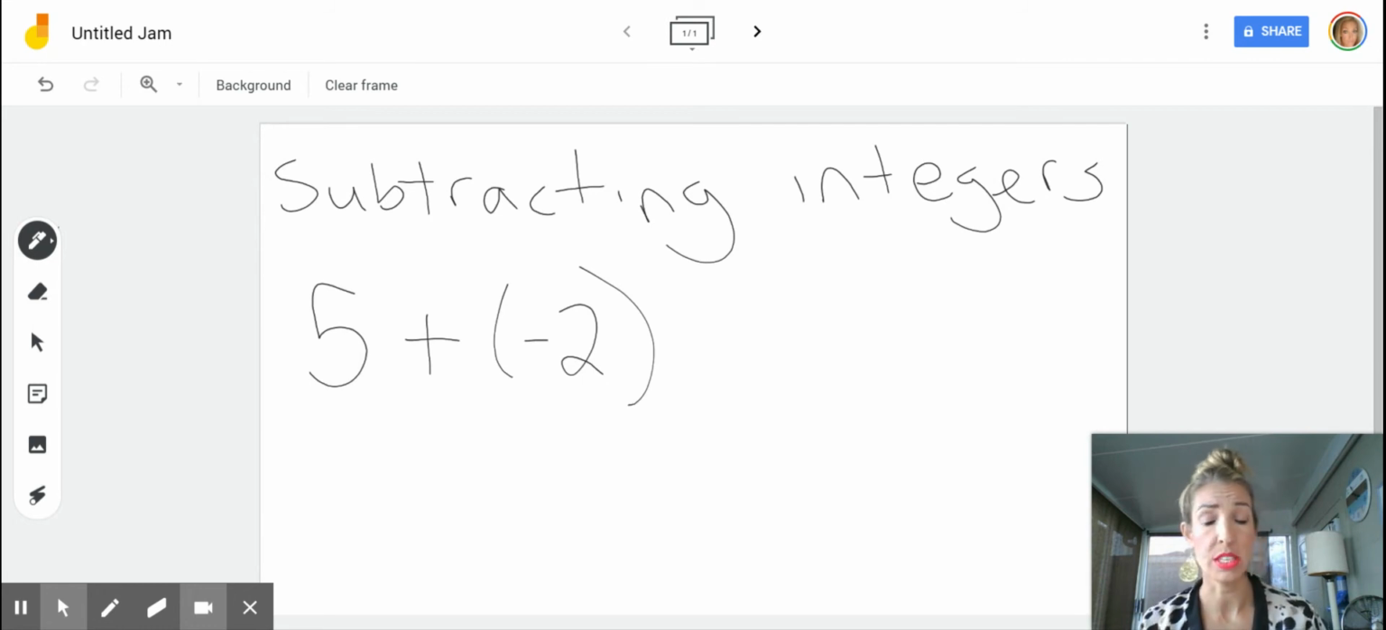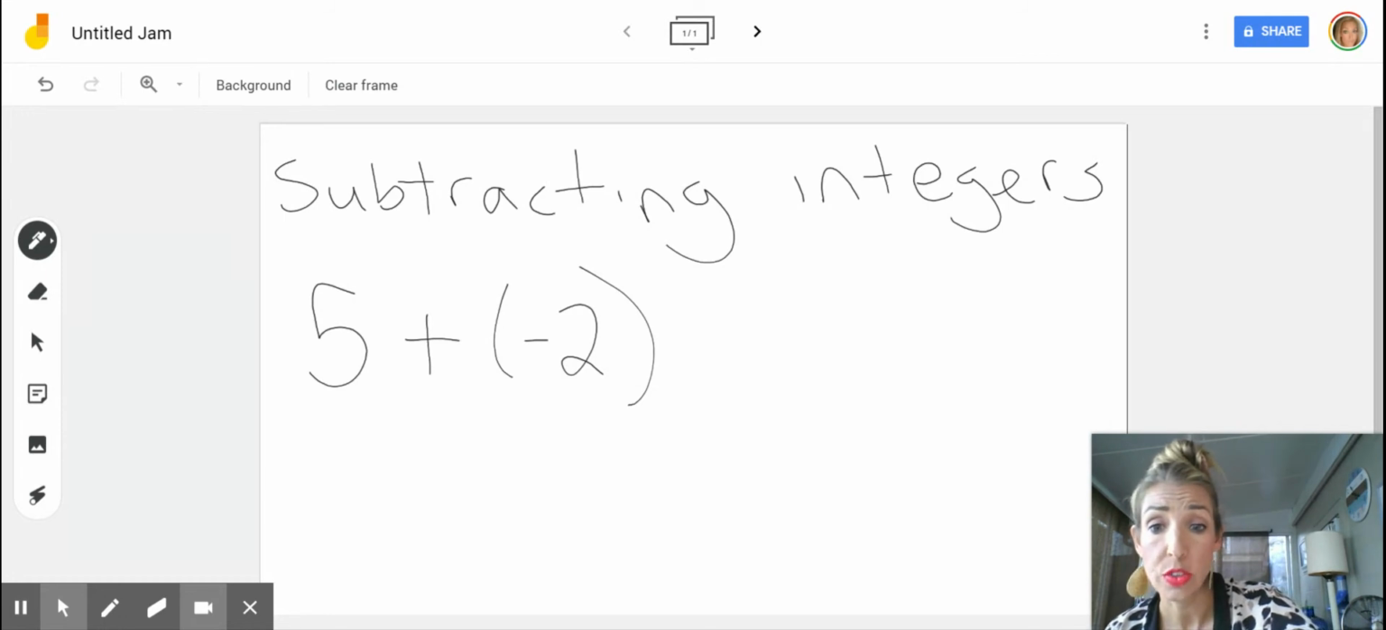What algorithm do you see right now? 5 plus -2. Algorithm 3. Why? Because you have a positive and you have a negative. All right, so with algorithm 3, you subtract their absolute values. So the absolute value of -2 is 2. So 5 minus 2 is 3.